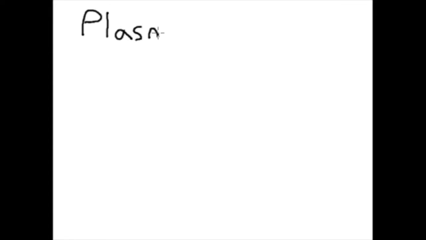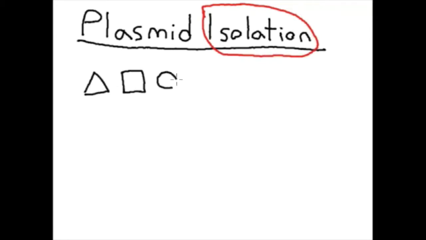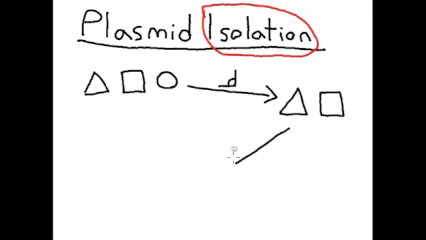Hi, today we're going to explain the theory of DNA plasmid isolation from bacteria. All isolation procedures require identification of unique characteristics in the target. For example, if wanting to isolate a triangle and given a square, triangle, and circle, we could first isolate for shapes containing corners and then select for shapes containing a certain number of corners.